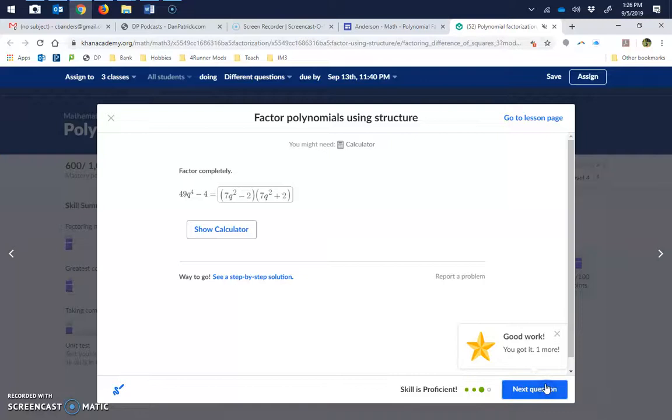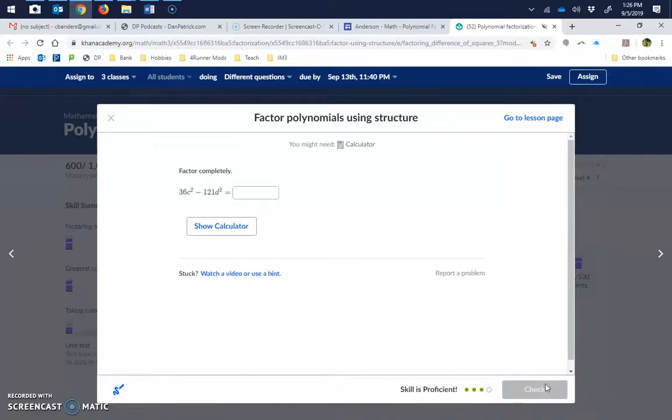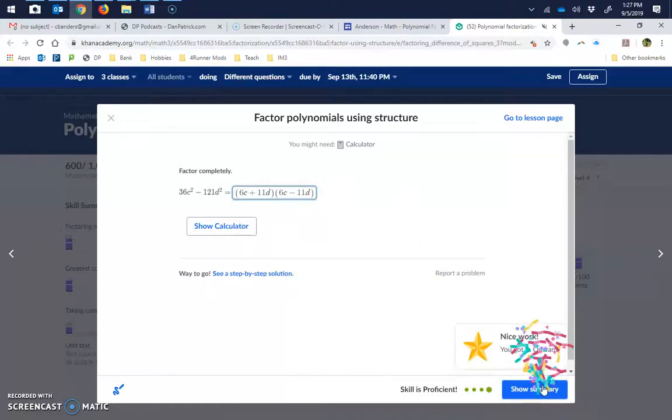Question 4. All right, so it's a difference problem again. I'm just going to do it right here. So the square root of 36c squared is 6c. I'm going to do the plus first. Square root of 121 is 11. Square root of d squared is d. Now we're going to do the same thing, 6c. This time it's minus 11d. And there we are. That's our answer. And we're done.